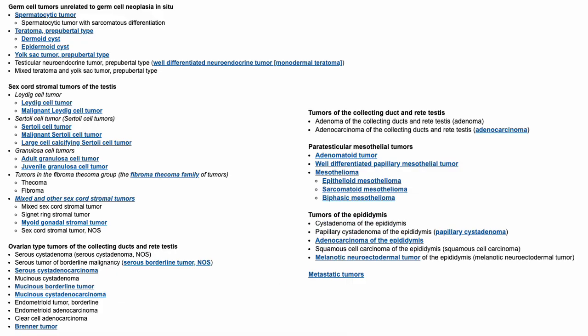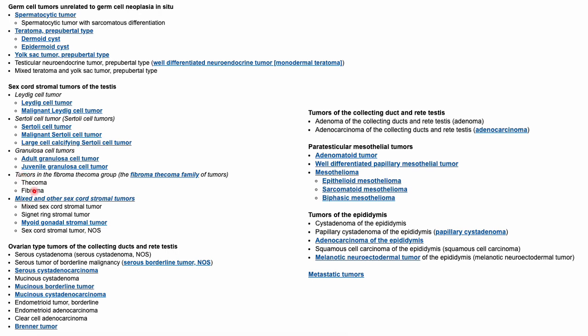Right. Next is the germ cell tumor unrelated to germ cell neoplasia in situ. These are almost the same, but sometimes they occur by themselves and are not related to an in situ component, so you cannot find an in situ component inside this tumor. Next is the sex cord stromal tumor of the testis, which consists of Leydig and Sertoli granulosa cell tumors, and also fibroma thecoma. This type of tumor is a bit rare, but it can still occur.